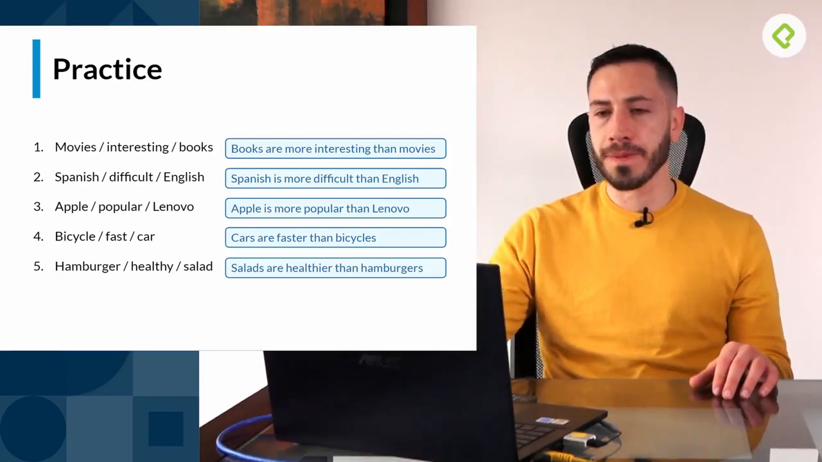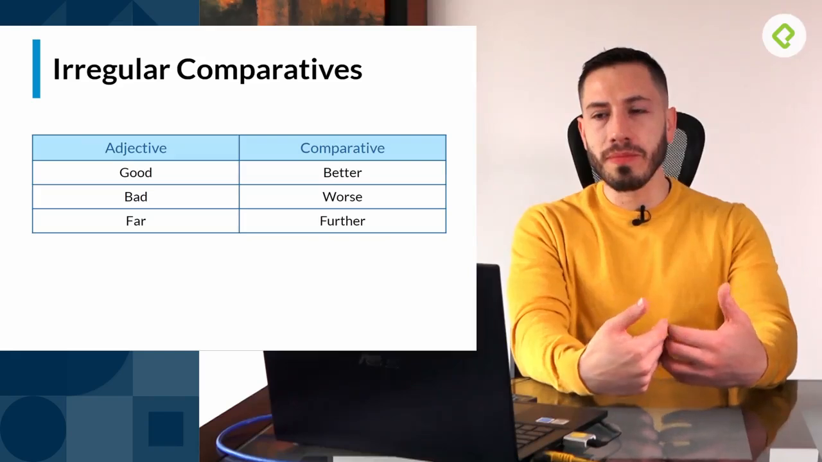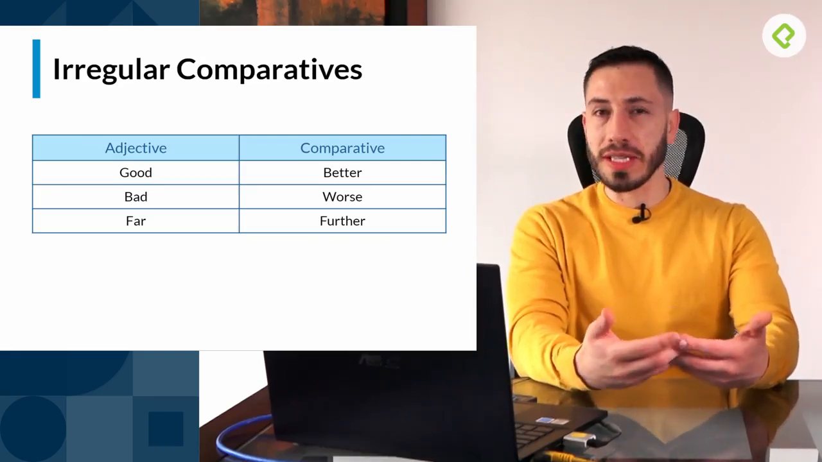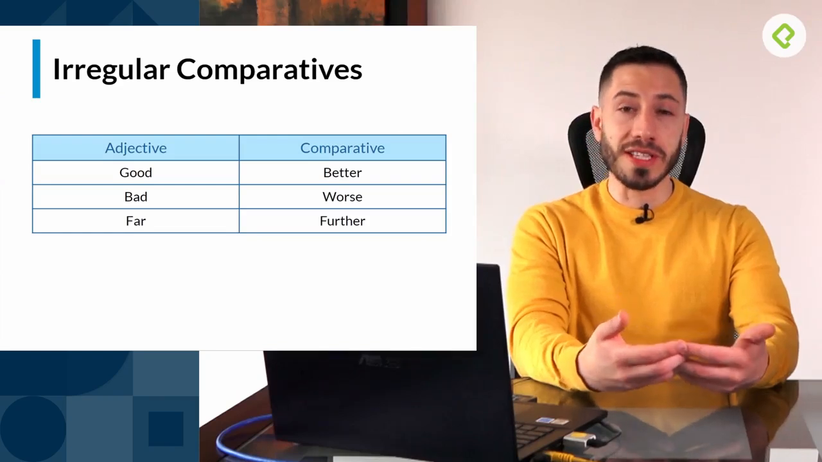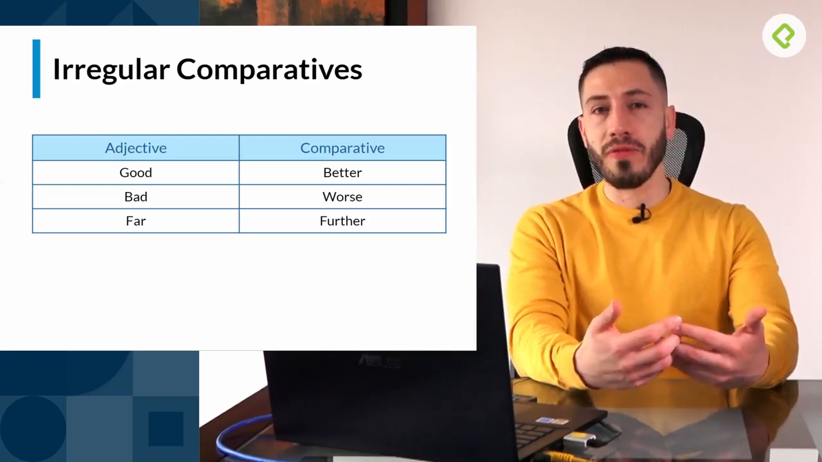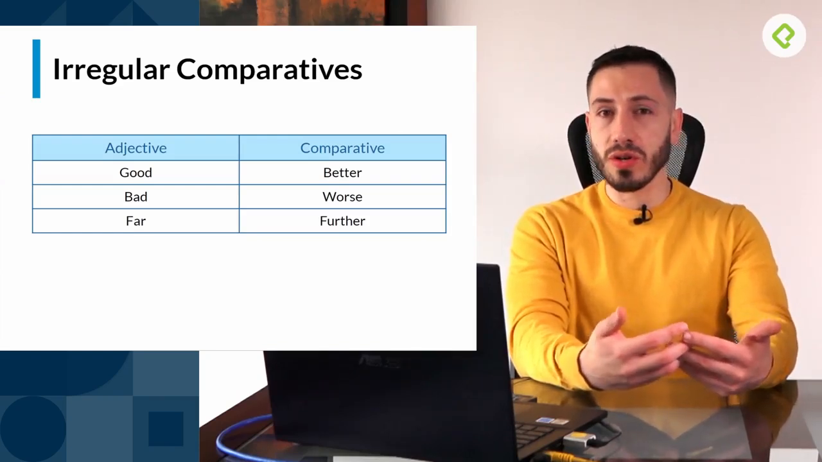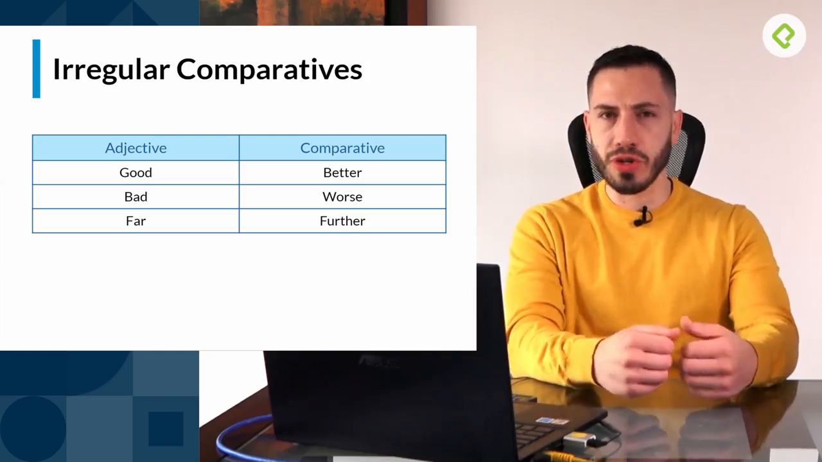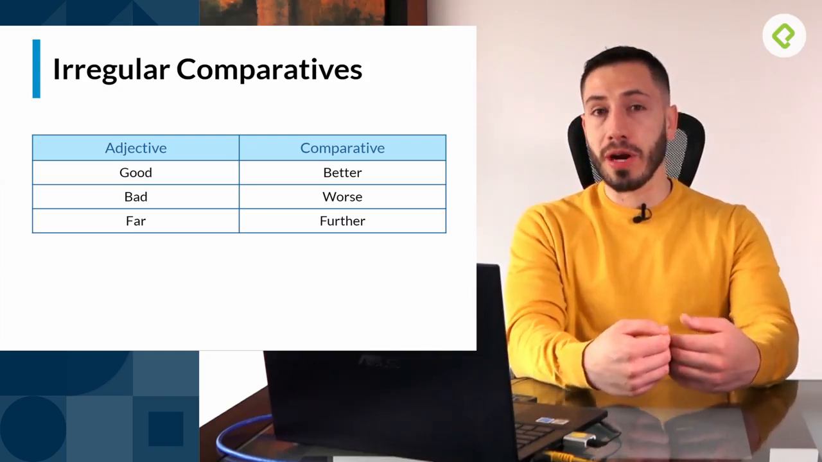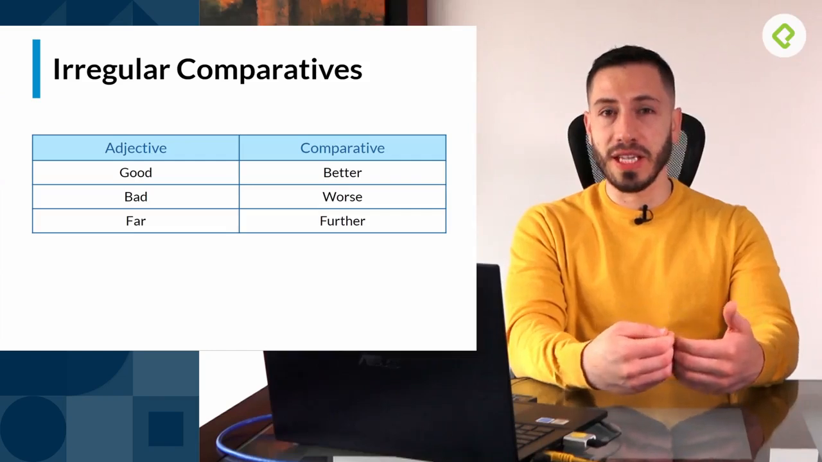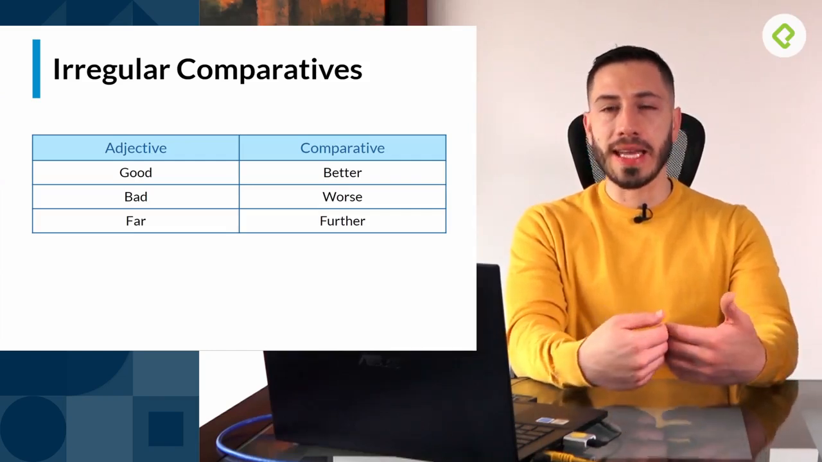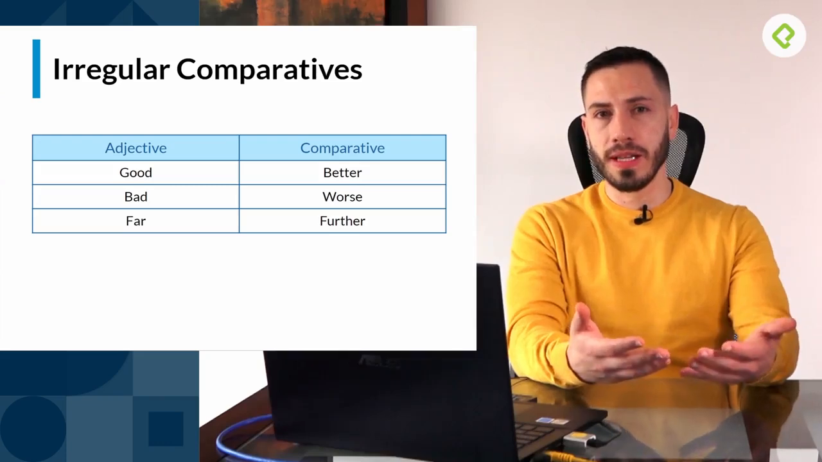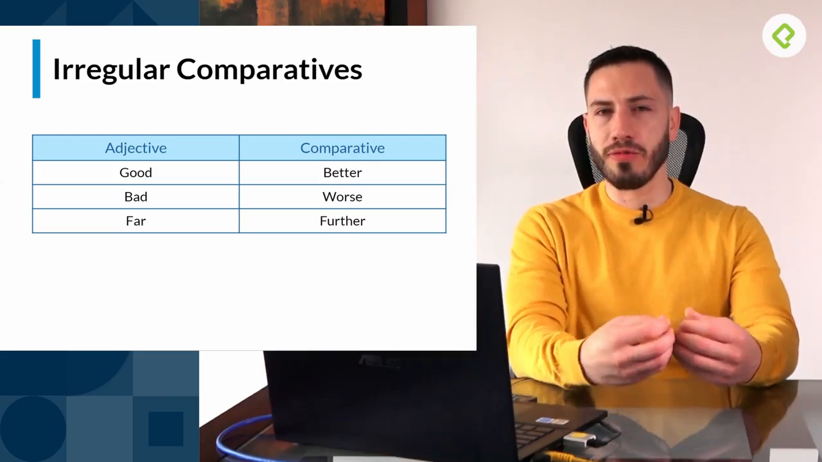Very good. There are some irregular comparatives. Not many, so it's easy to remember. For example, the comparative of good is not gooder, it's actually better, and I'm sure you know that. The comparative of bad is worse, and the comparative of far is farther. Let's try to use this in real examples.